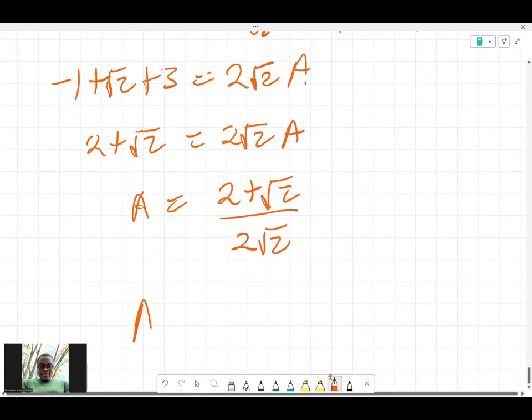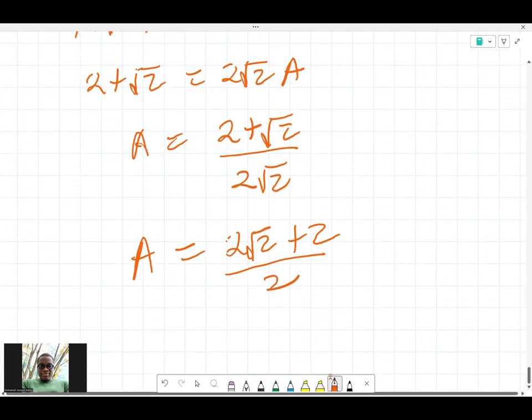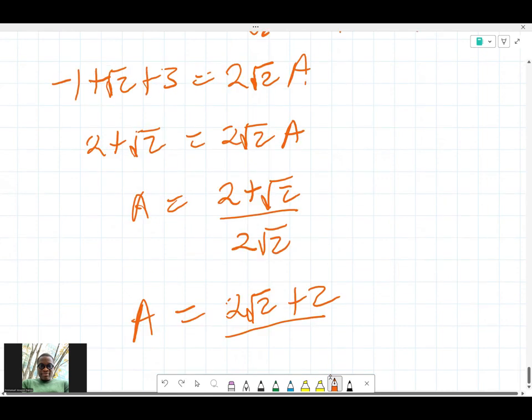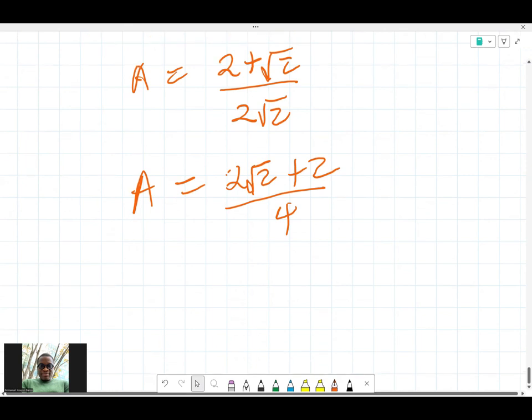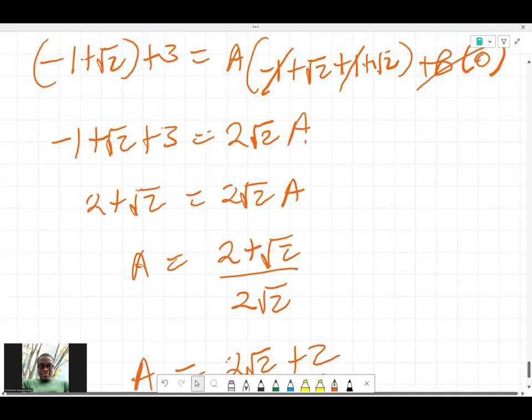I keep forgetting that thing. We can remove the root from the bottom, in short. That's what I'm trying to say. So this will just be 2 root 2 plus 2 all over 2. So the root goes away. It's more like we're multiplying everything by root 2, so that'll be 4 down here. Then we can divide through by 2 again. So a now will be 1 plus root 2 all over 2. I hope that's correct though. I think that should be correct.